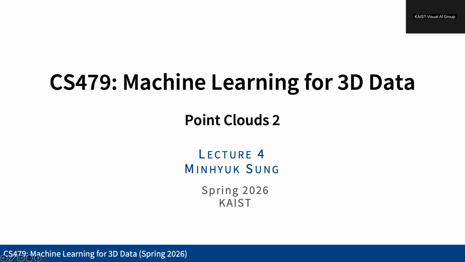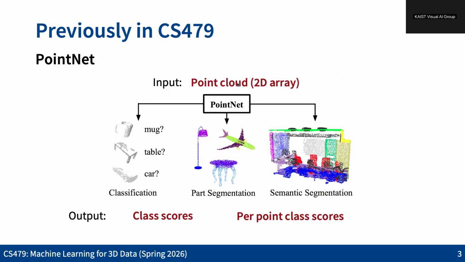Okay, so from last week, we started to discuss the point cloud representation for 3D and some of the ideas about how we can design some kind of neural net encoder that can take the point cloud as the input. So last time we discussed the basic architecture, which is PointNet, which takes the 2D array of XYZ coordinates as the input.